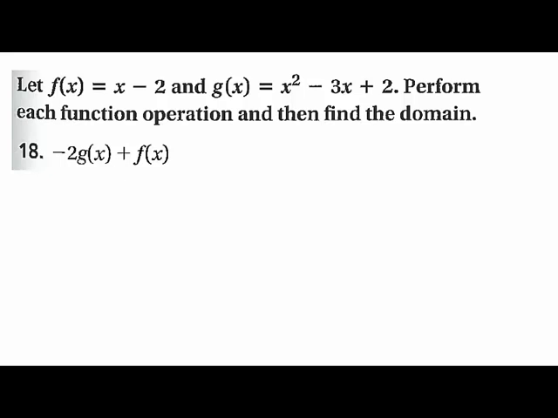All right, here we're getting to function operations. So we're doing -2 times g of x plus f of x. So we need to take the g of x and double it. So I'm going to do that first. Basically, you're just distributing a -2 to this thing.